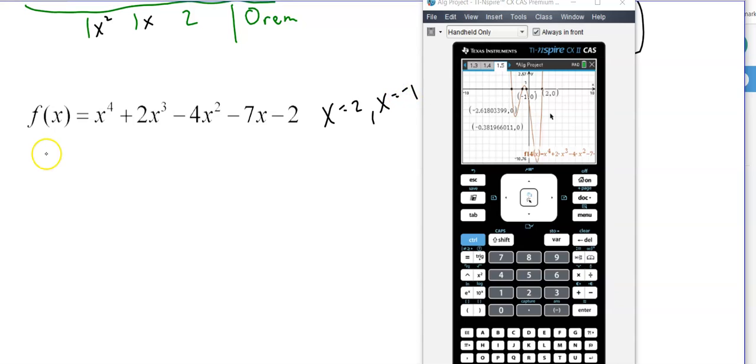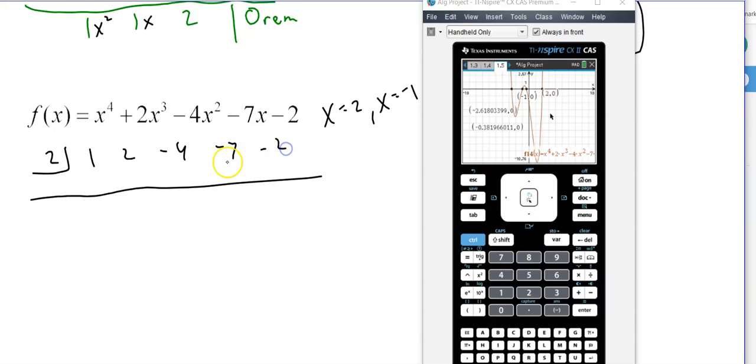So it doesn't matter which one you divide out first. I'm going to do 2 first. 2 goes in the box. So 1, 2, negative 4, negative 7, negative 2. I'm going to get this. So 2, 4, 8, positive 4, 8, positive 1, 2. Remainder 0. That's what I wanted.